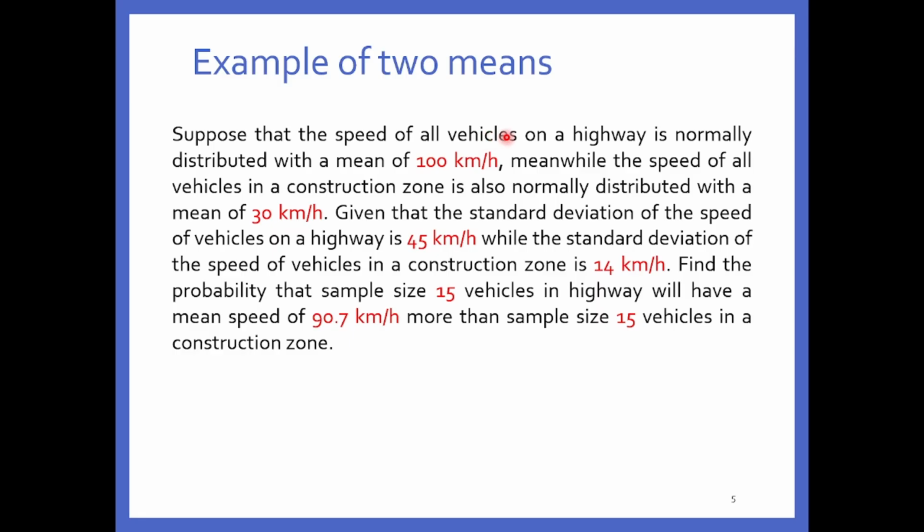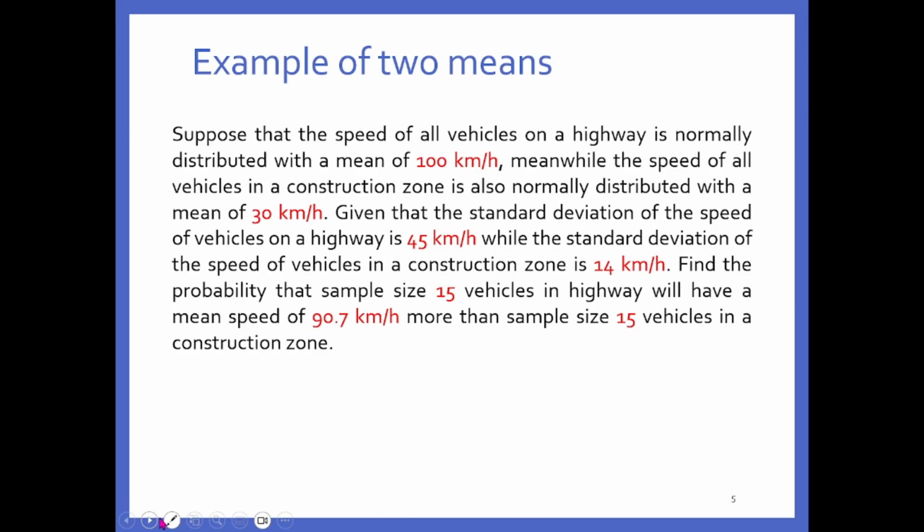Suppose that the speed of all vehicles on a highway is normally distributed with a mean of 100 km per hour. This is mu1. Meanwhile, the speed of all vehicles in a construction zone is also normally distributed with a mean of 30 km per hour. Given that the standard deviation of the speed of vehicles on a highway is 45 km per hour, while the standard deviation of the speed of vehicles in a construction zone is 14 km per hour, find the probability that a sample of 15 vehicles on the highway will have a mean speed of 90.7 km per hour more than a sample of 15 vehicles in a construction zone.